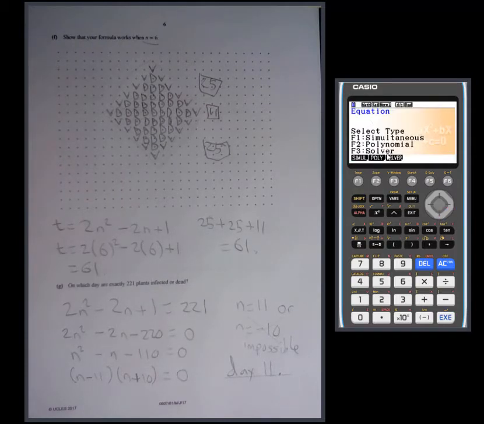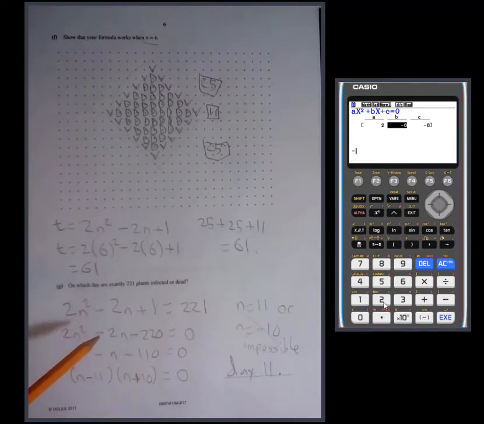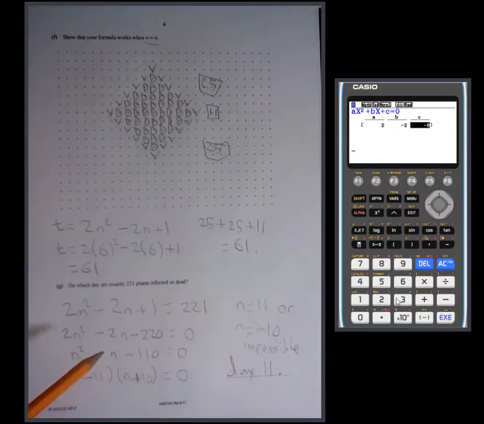Or you could go to the solver as an equation, and you can go to polynomial. Degree is 2 because it's a quadratic, and you can just type in. I would actually have to make it equal 0 before I did that, so that's kind of the disadvantage of using a solver. You would have to do a little bit of algebra. So I would put in 2x squared minus 2x minus 220 equals 0. Press solve, and you still get 11 and minus 10 as your answers.